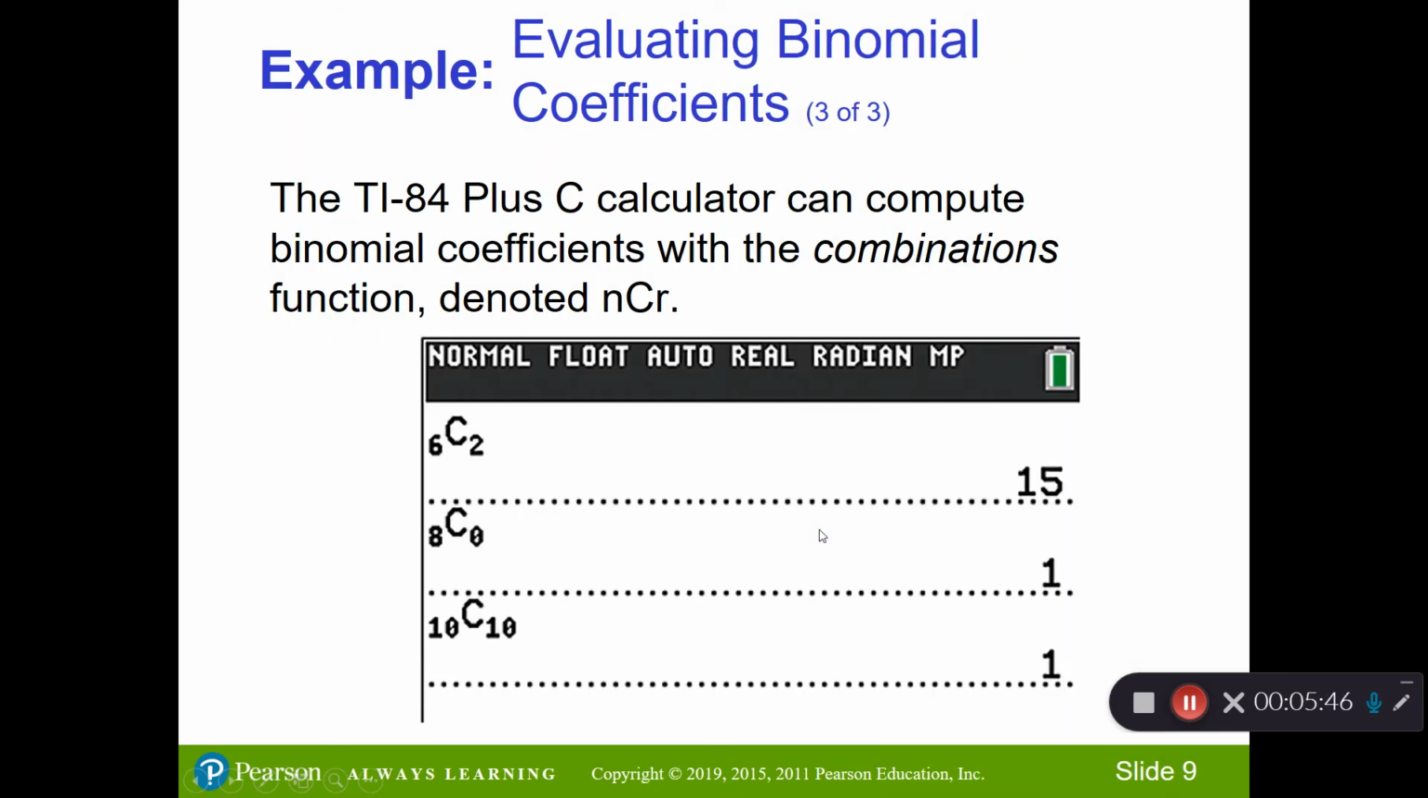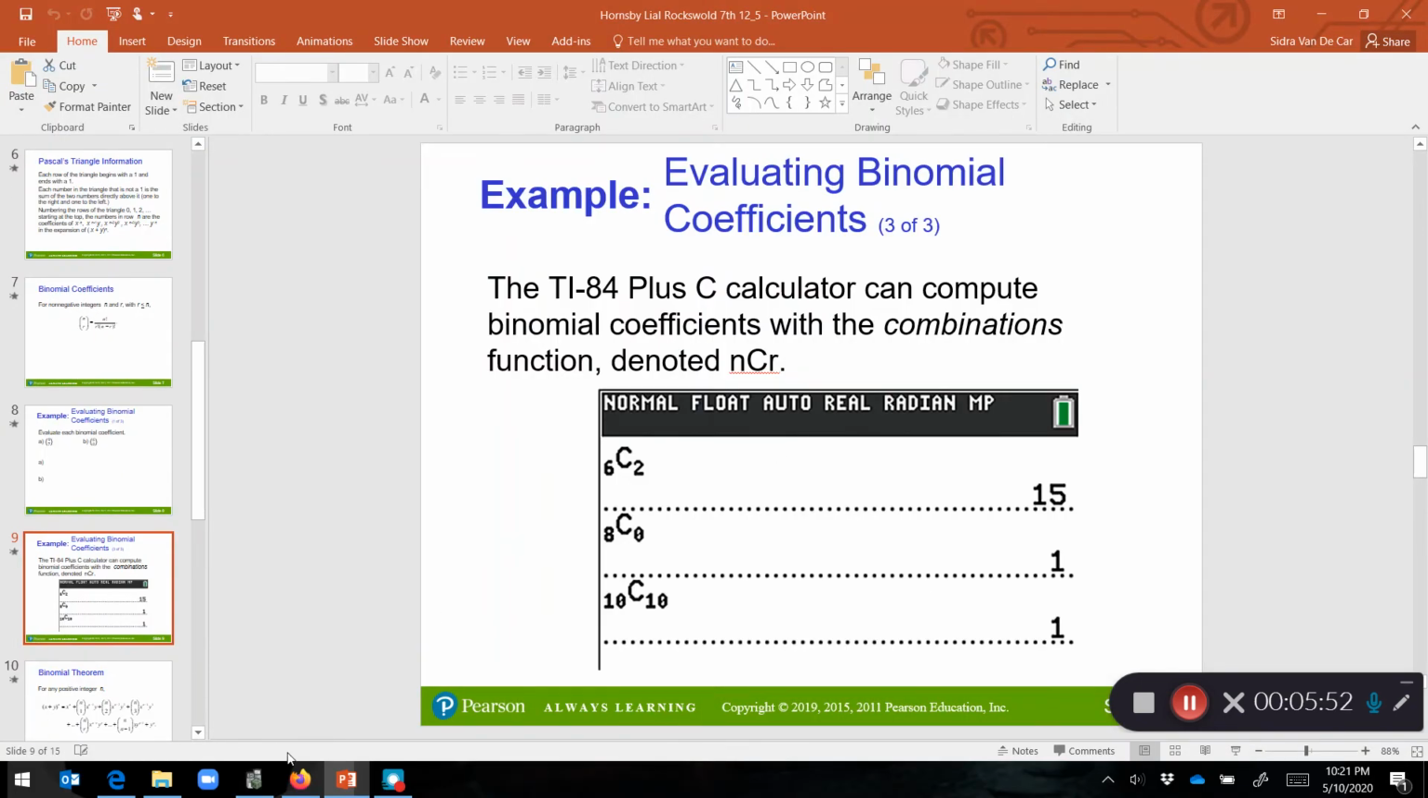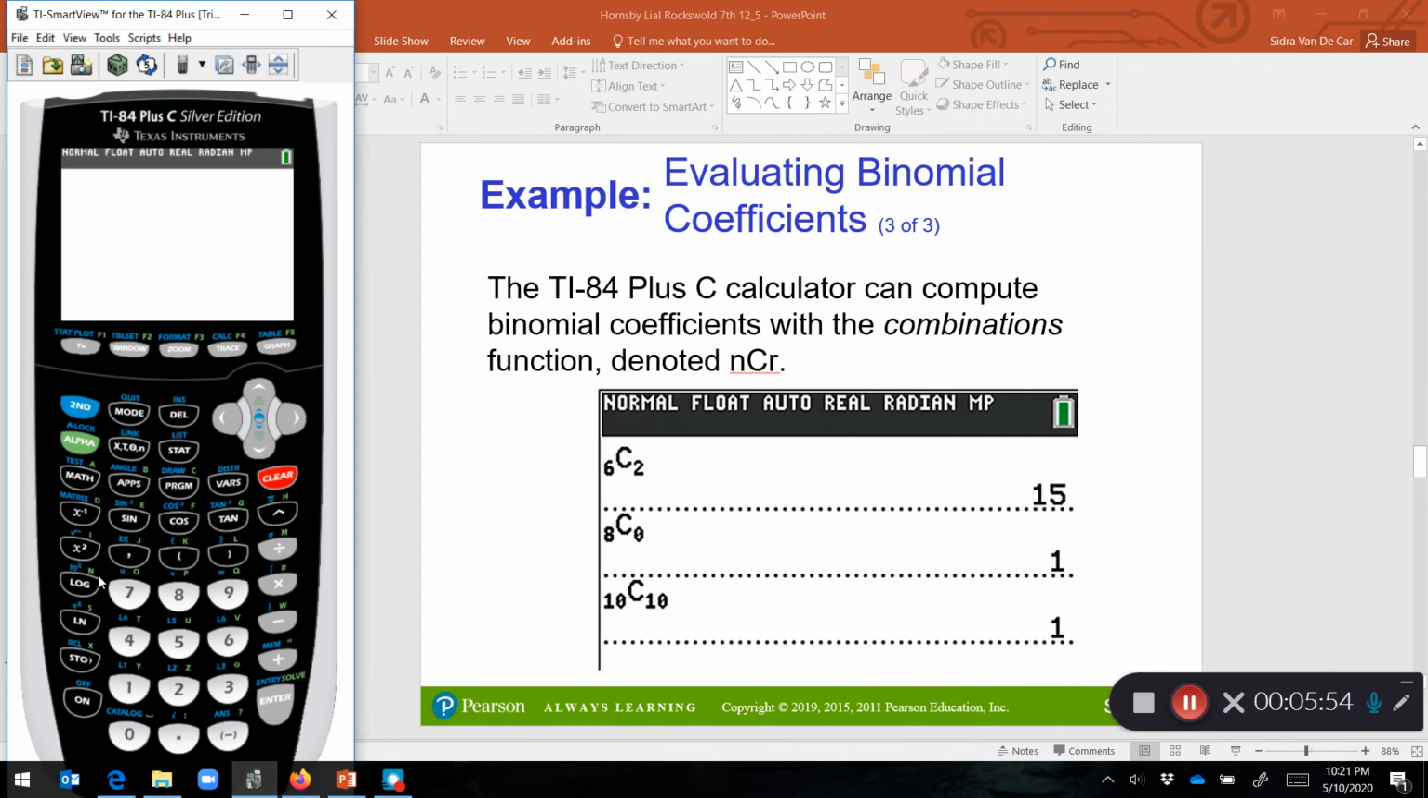All right, so we can compute these on the TI-84. Let's see how to do that. If I pull up my calculator here and hit the math key and then arrow over to the probability option, option 3 there is my n choose r function. So if I want to do 6 choose 2, like they did in the example, we're going to get 15.